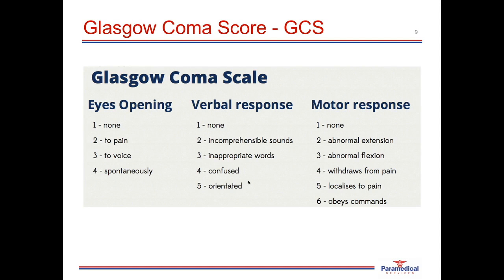If, when eliciting a pain response, the patient has abnormal flexion, so the patient's arms curl up and they try to protect or pull into their body, they would score 3. If they did abnormal extension on a painful stimulus, so their body fully extends out, pushing out their arms and legs, that would be a score of 2. And if there was no response at all, they would score 1.